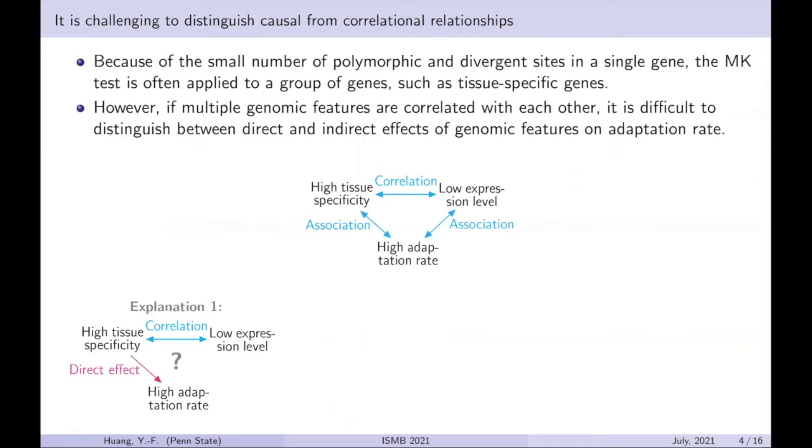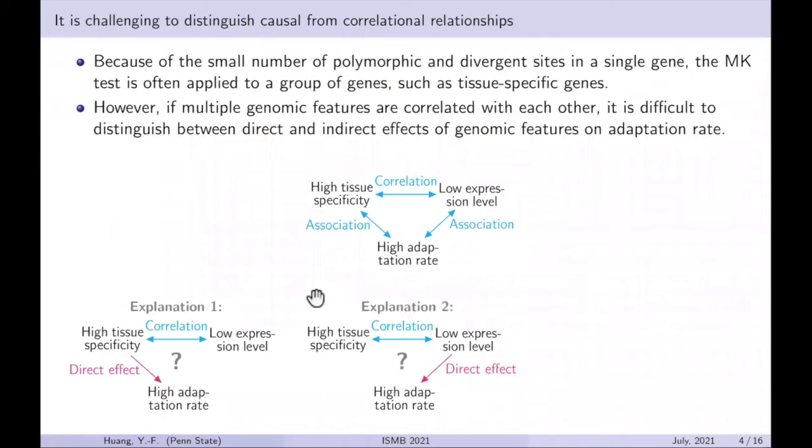The first causal explanation is that possibly high tissue specificity causes high adaptation rate, whereas low expression level has no direct effect on high adaptation rate. If this is true, we can still see an association of low expression level with high adaptation rate here because of the correlation between high tissue specificity and low expression level. So the observation here is indirect. It does not imply a causal relationship. That's the first plausible explanation.